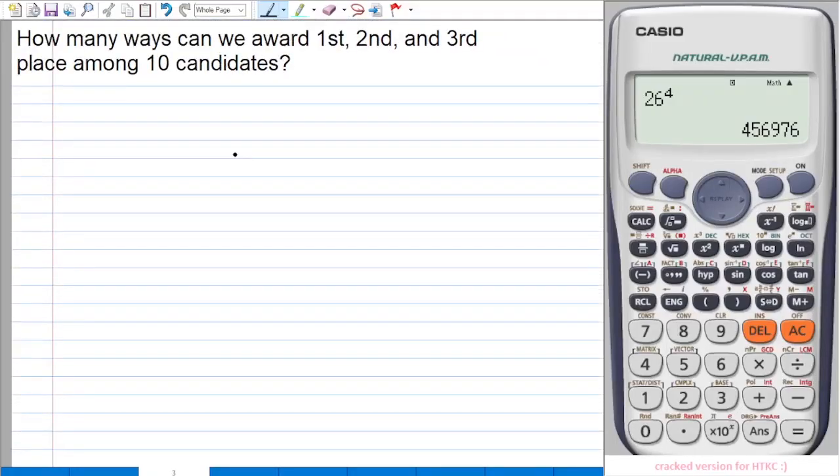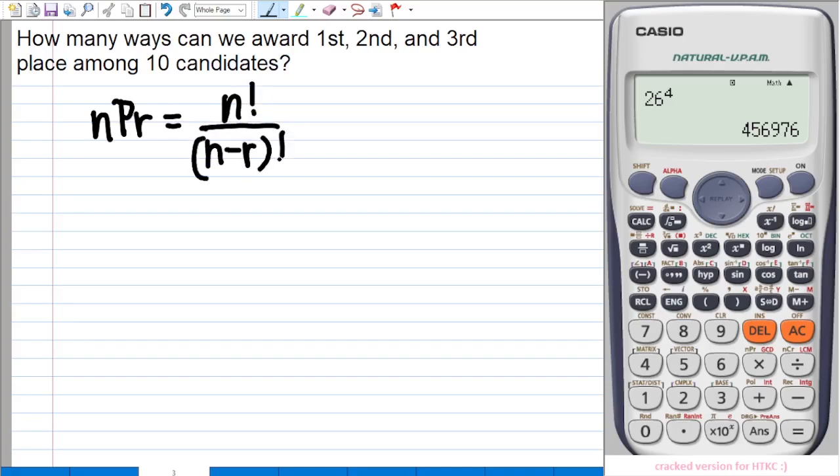So in this video, I'm going to teach you how to solve a permutation problem if no repetition is allowed. So the formula is nPr is equal to n factorial over n minus r factorial. I'm going to also teach you the calculator shortcut so you can solve this faster.